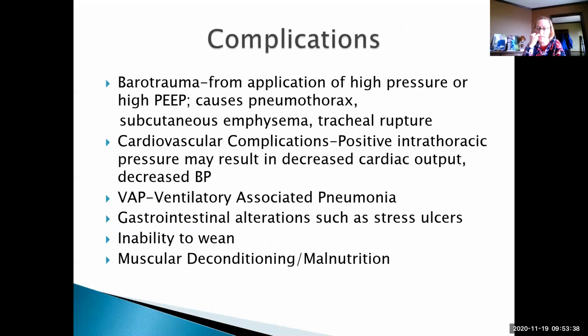So complications, I already mentioned this. Barotrauma with high pressures or high PEEP can cause pneumothorax, subcutaneous emphysema, and edema, and can even cause tracheal rupture if it's severe enough. Cardiovascular complications: you have positive intrathoracic pressure that may result in decreased cardiac output, and it can also decrease blood pressure. Oh, I forgot to mention that.